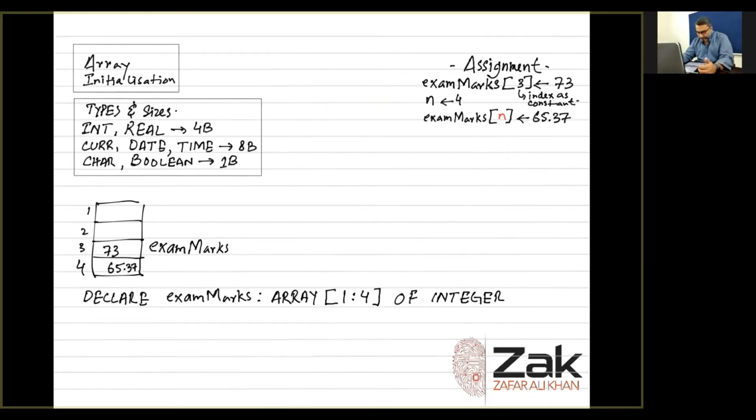Now, so this 3 is index as constant and this n is variable as constant. All right.